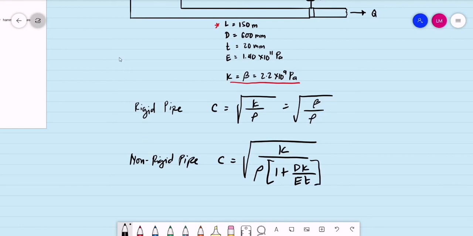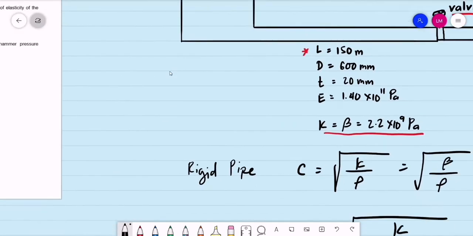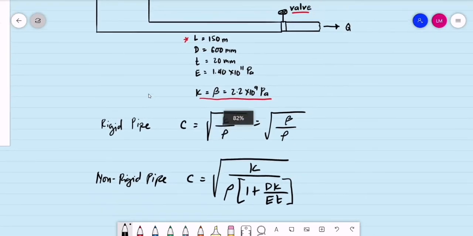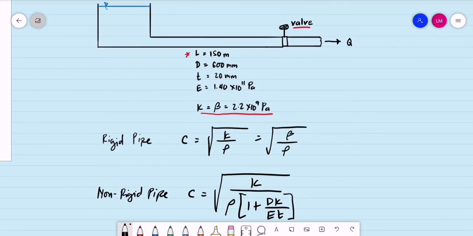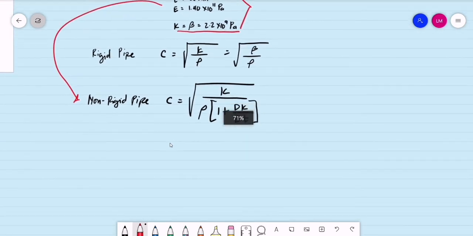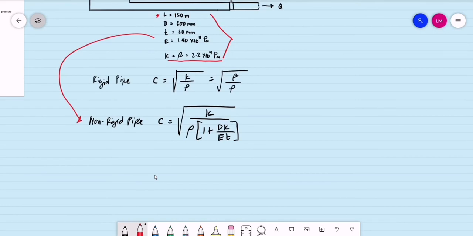So may mga cases sa board exam na hindi niya sinasabi kung rigid or non-rigid. Pero ang clue ninyo kung rigid siya or non-rigid pipe is kapag kompleto yung given. Kapag kompleto yung given, more likely it is a non-rigid pipe. So kapag hindi kompleto, more likely a rigid pipe naman. So dito tayo sa non-rigid pipe. So paki-memorize itong formula for direct substitution.